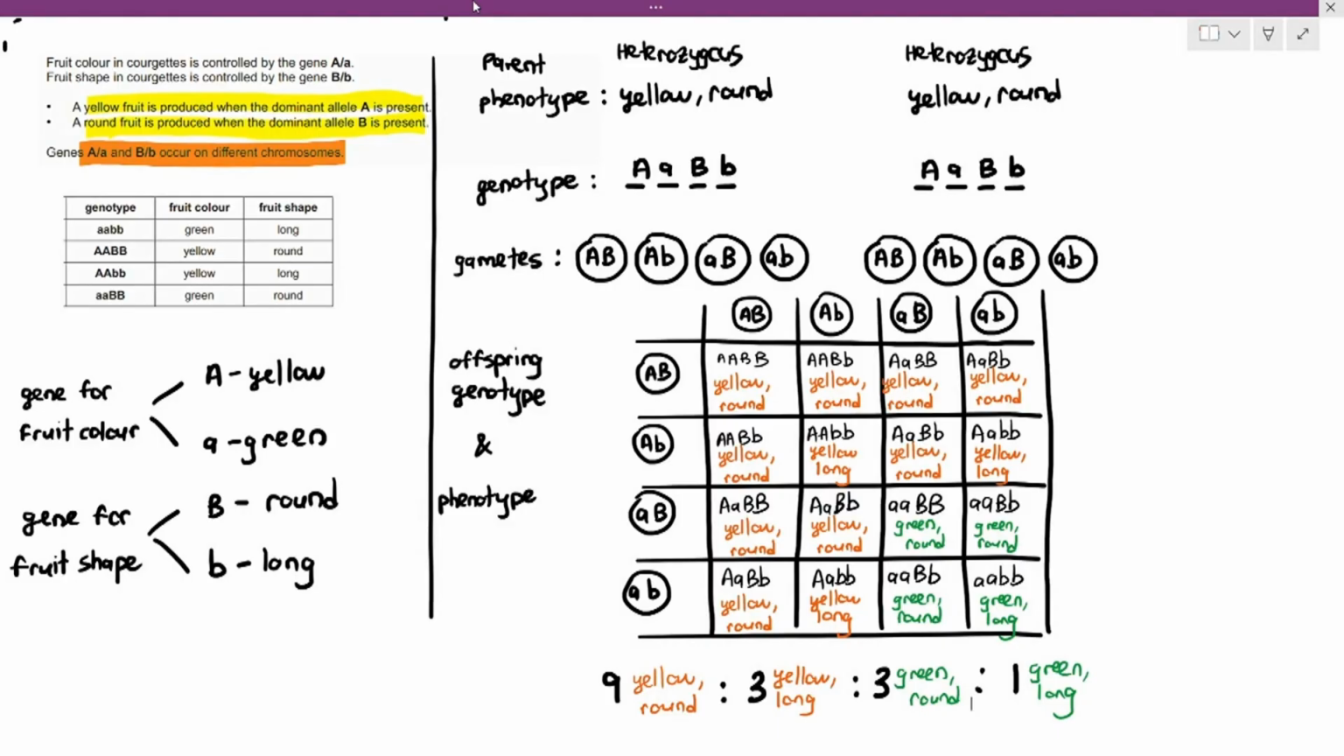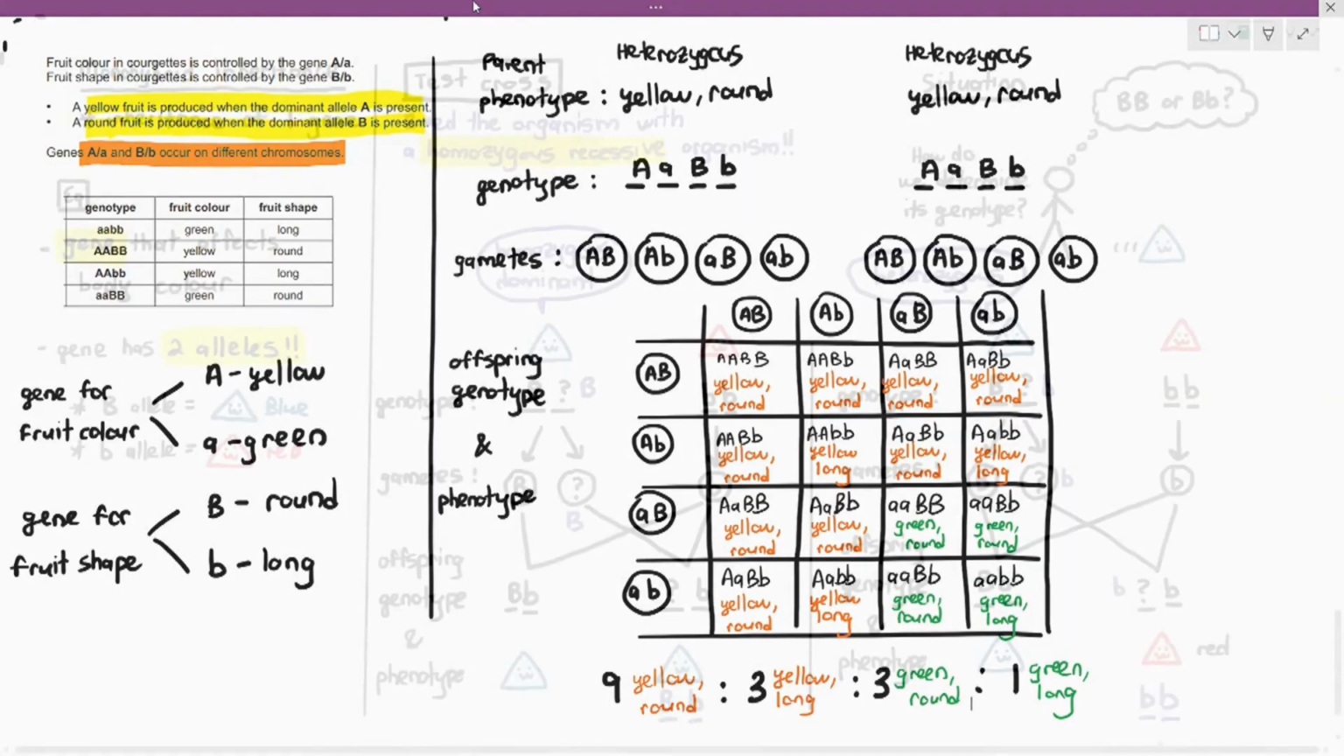Okay, now I know it's quite a long video, but let's do a last one. The last one over here is doing a test cross when it comes to dihybrid inheritance.